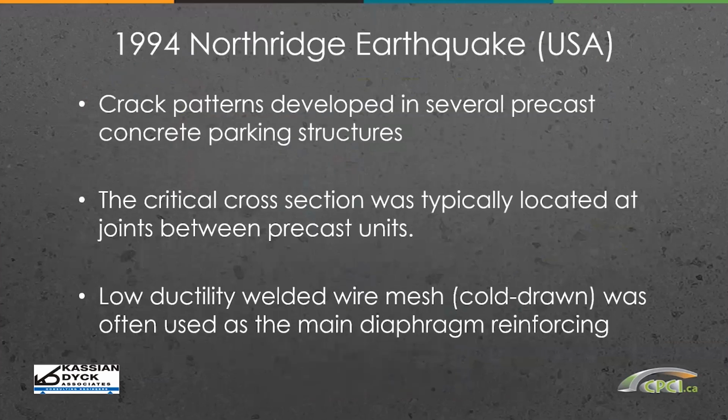Due to the Northridge Earthquake in California in 1994, several lessons were learned. They noticed with some of the precast parking garages that with the cracking and some of the failure that occurred, the joint between the precast elements and the topping was critical to the strength of how the diaphragm behaved. And low ductility welded wire mesh or cold drawn mesh was typically used in the diaphragm.